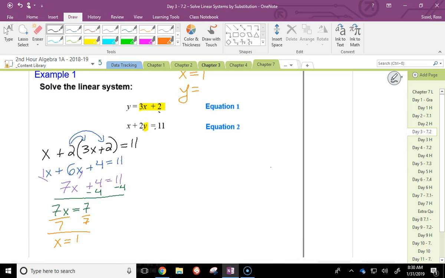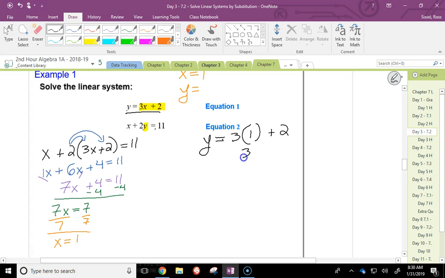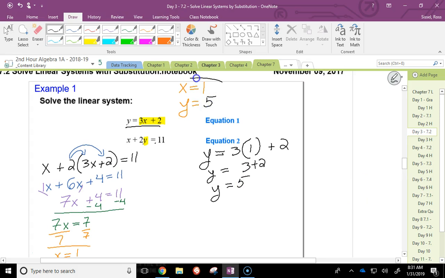So I'd say, putting this first equation back in, y equals 3x, but x is 1, plus 2. Notice the reason we use substitution is now in my equation I only have one variable. And we can solve for that one variable. 3 times 1 is 3. And then I'd say y equals 3 plus 2 is 5. That is my final answer.